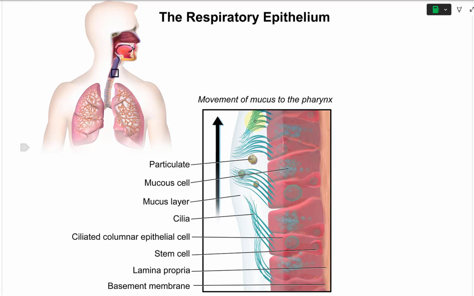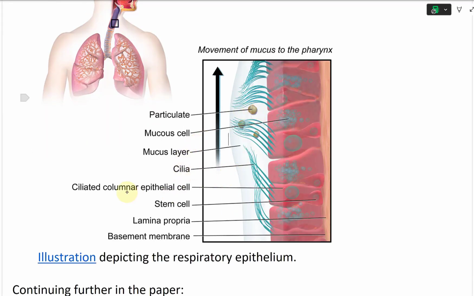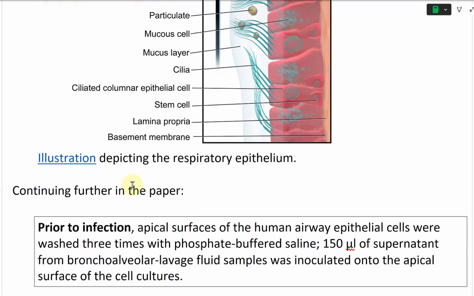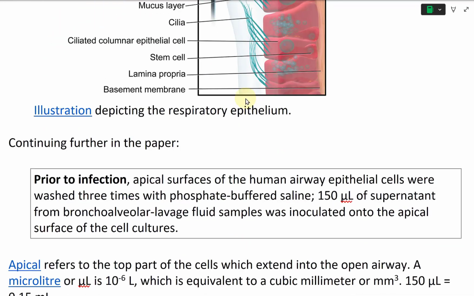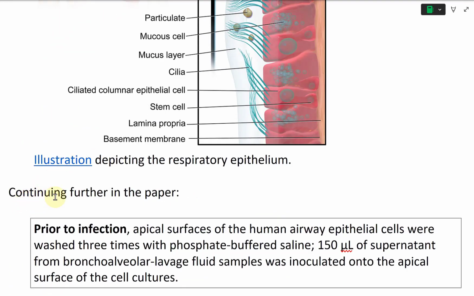All right, very interesting. There's a mucus layer, cilia, and then a ciliated columnar epithelial cell, and then you have the lamina propria, or loose connective tissue, and basement membrane underneath it. This over here, underneath the cells. All right, so an illustration depicting the respiratory epithelium. Very interesting. All right, so now let's continue further in the paper.